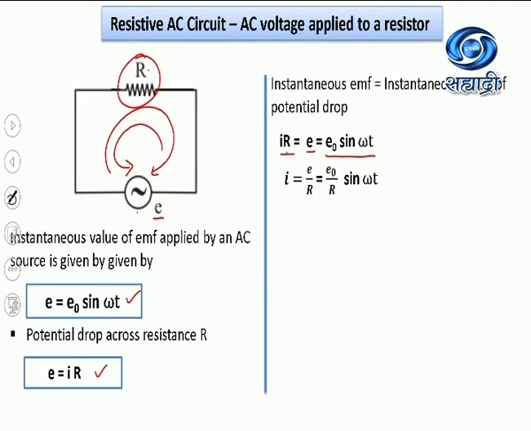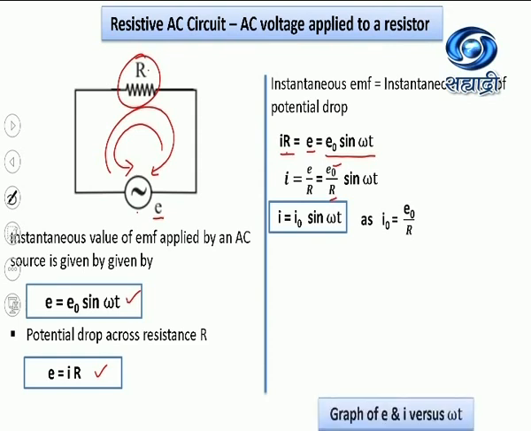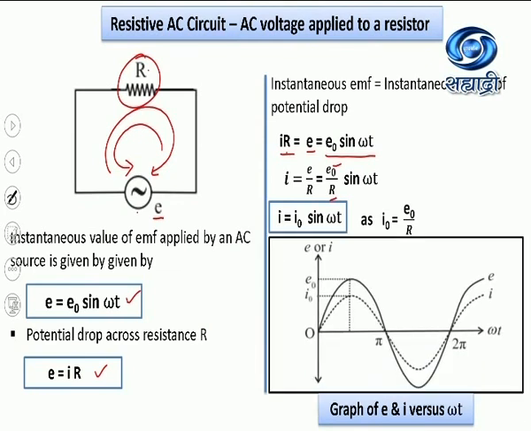Now this is the expression for the instantaneous current. E naught is the peak value of the EMF, meaning voltage, divided by resistance, and voltage upon resistance is current, and if the voltage is maximum, current will be maximum. So we can write the expression I is equal to I naught sin omega t, where I naught is equal to E naught upon R. If we study graphically the variation of EMF and current with respect to phase, the nature of the graph you get is like this.